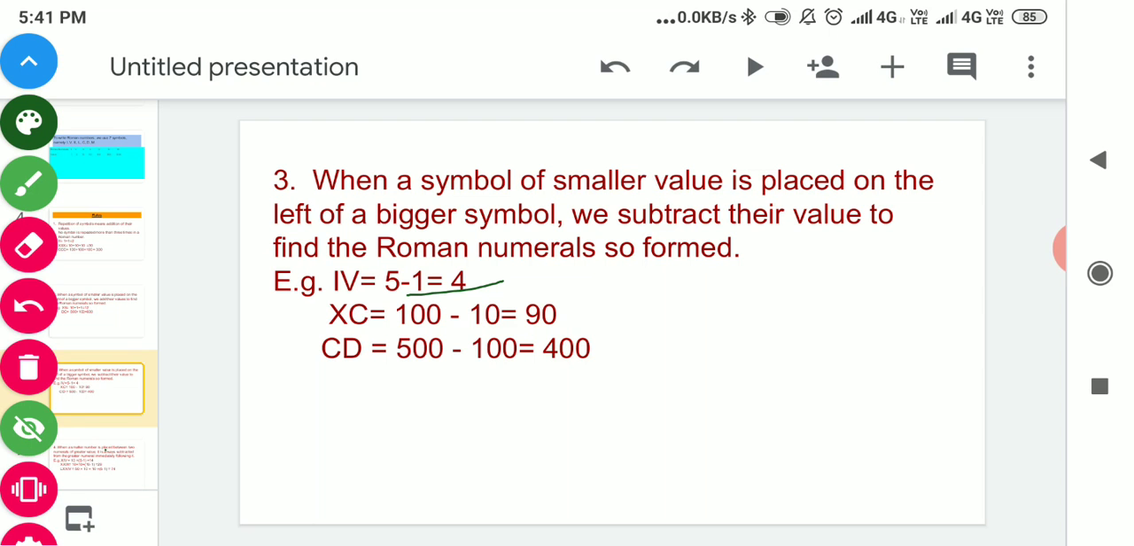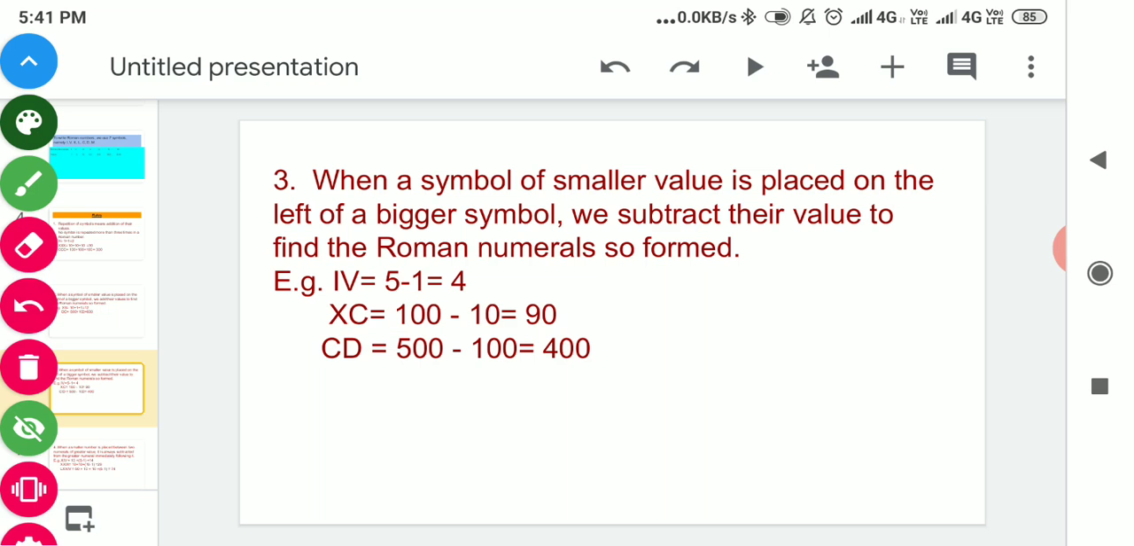Take another example, XC. X is 10 and C is 100. We can say this smaller value is placed on the left side of this bigger symbol C. So according to this rule 3, we will do subtraction. We will subtract the smaller number X from this bigger number C. That is 100 minus 10. The answer will come 90.